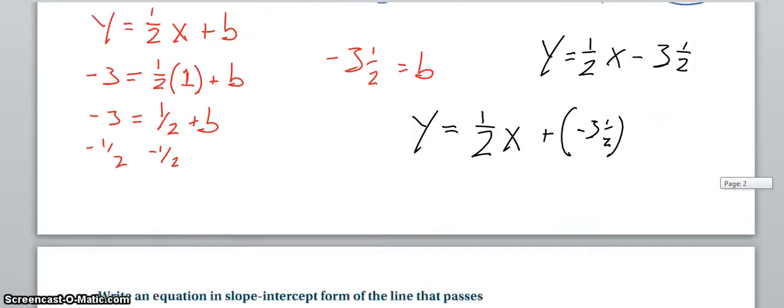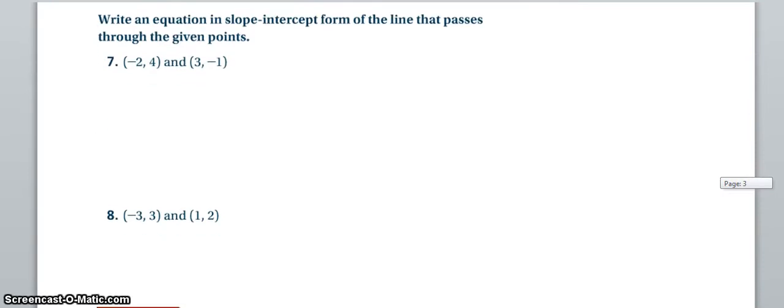So now moving on down the page, go ahead and try 7 and 8 on your own. I just showed you how to do it with one of them. You want to first start by finding your slope. Then once you have your slope, plug things in.